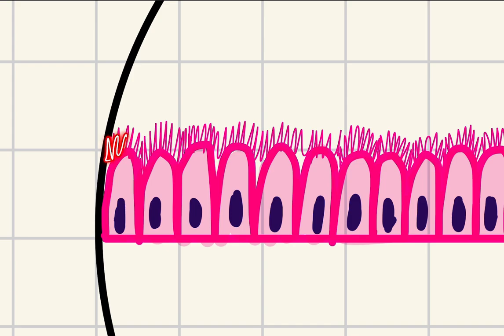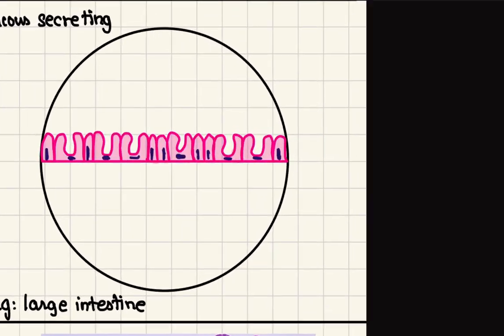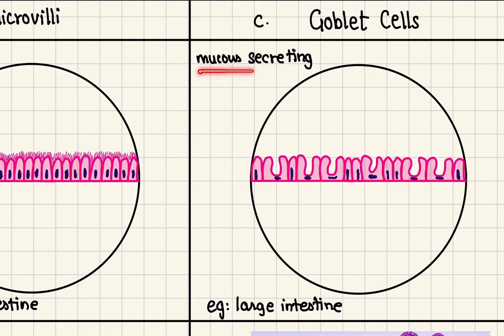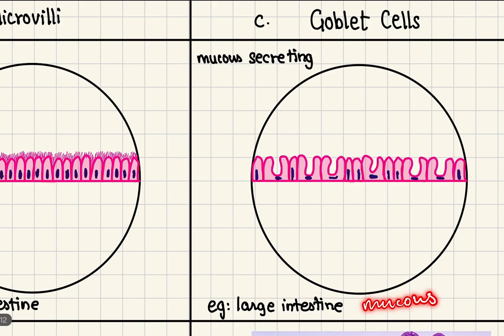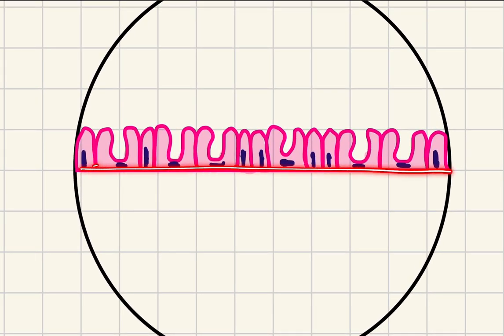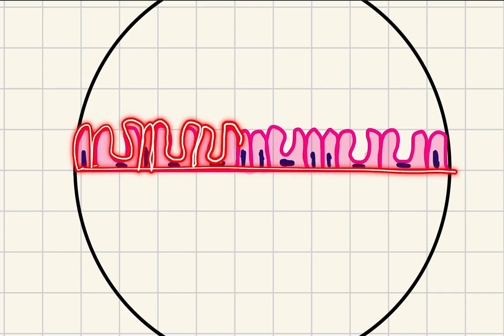Coming to goblet cells, you will find these in places where you need to secrete mucus, like in the large intestine majorly, because the large intestine needs mucus for the food, the bolus or the feces, to move forward and not remain at one place. So to draw goblet cells, you can draw some columnar cells, and then in places where you have not drawn the columnar cells, you need to make goblet-like shapes. Alright, like this.